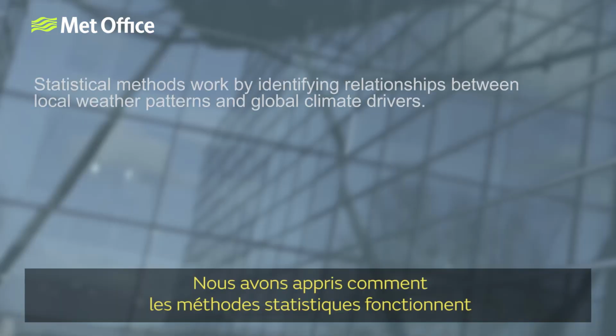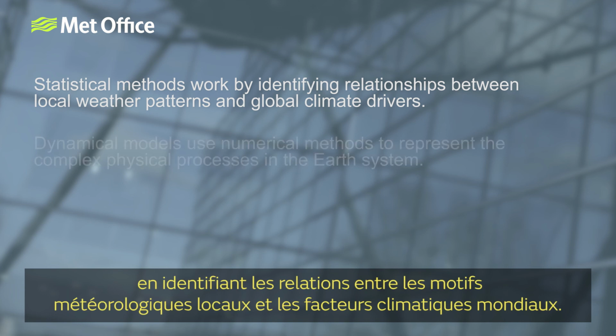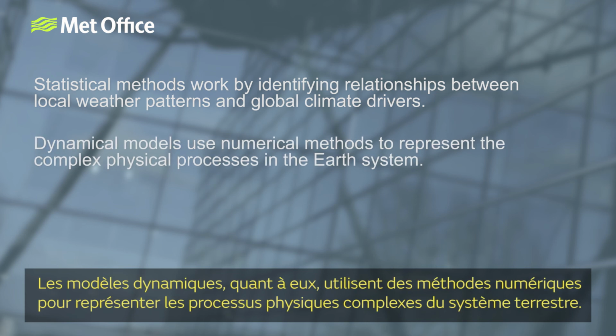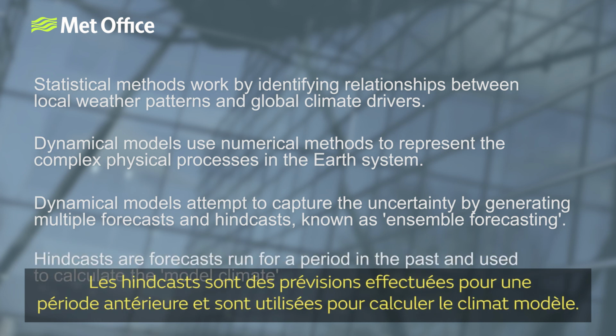We've learnt how statistical methods work by identifying relationships between local weather patterns and global climate drivers, whereas dynamical models use numerical methods to represent the complex physical processes in the Earth system. Dynamical models attempt to capture the uncertainty by generating multiple forecasts and hindcasts, known as ensemble forecasting. Hindcasts are forecasts run for a period in the past and are used to calculate the model climate.